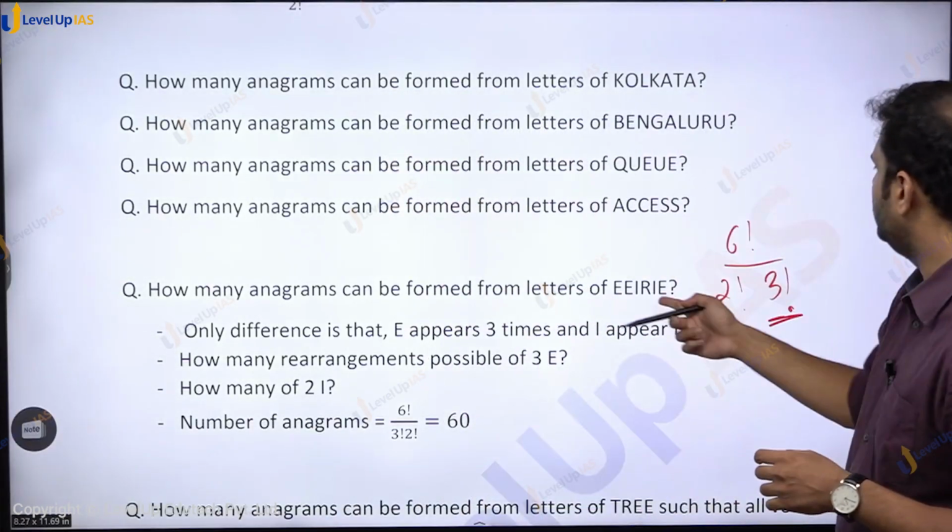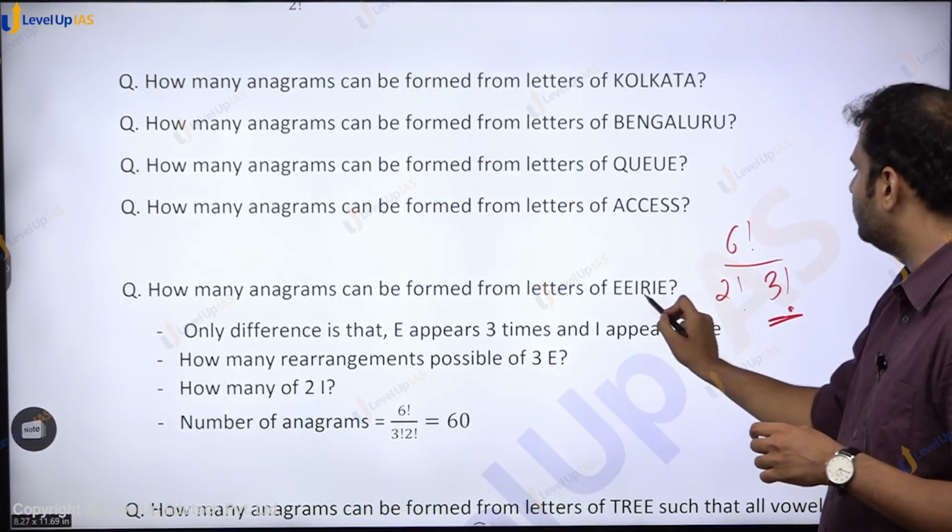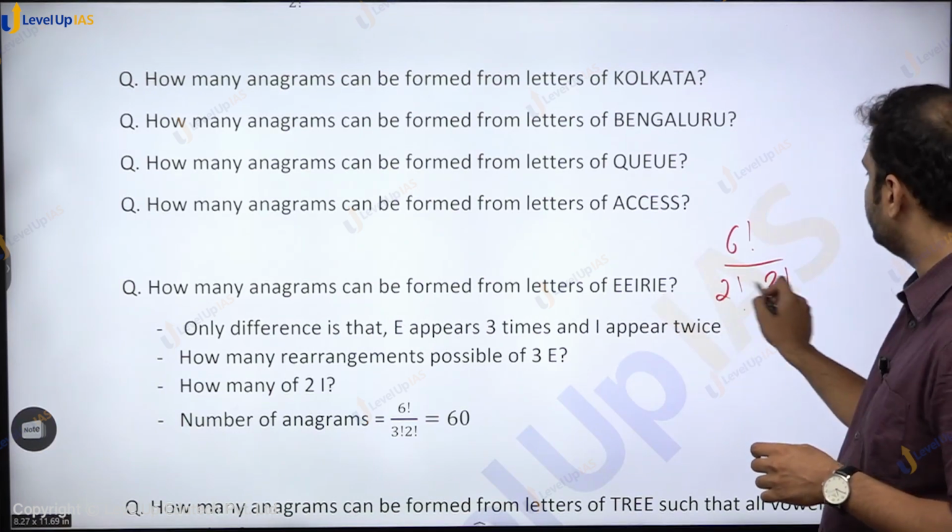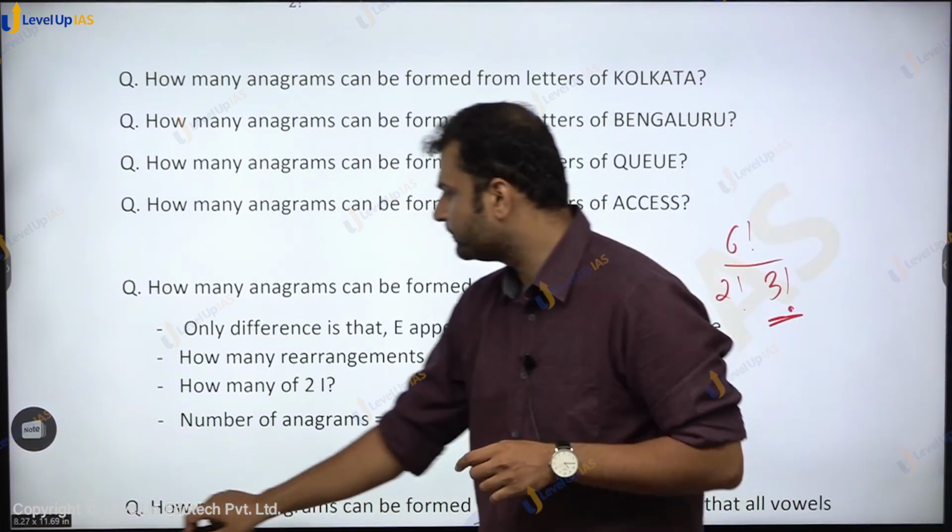वही है, यहाँ पे ईरी है तो 6 factorial, 2 factorial for these 2 i's and 3 factorial for 3 times e.